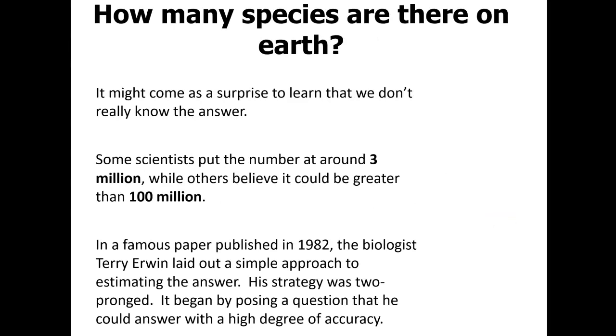Well, it might come as a surprise to learn that we don't really know. Some scientists are going to put the number at around 3 million, while others believe it could be even greater, up to 100 million. In a famous paper published in 1982, the biologist Terry Erwin laid out a simple approach to estimating the answer. His strategy was two-pronged. It began by posing the question that he could answer with a high degree of accuracy.